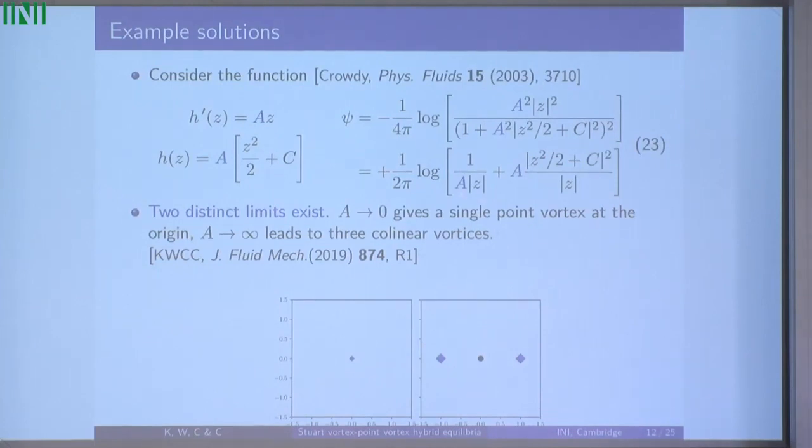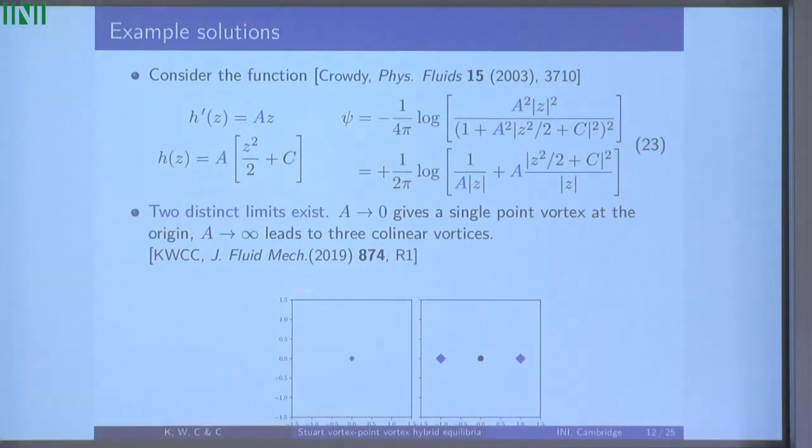So if, for example, a is 0, then this goes away. Now, of course, if a is 0, you have log 1 over a. So you have to subtract off an infinite constant, but that's fine. Constants added to stream function don't matter. And then you have a single point vortex at the origin. On the other hand, if a tends to infinity, this is 0, and again after subtracting off this infinite constant, you have not 1 but 3 point vortices. And the single point vortex is this. So this is the picture that you get from this example.